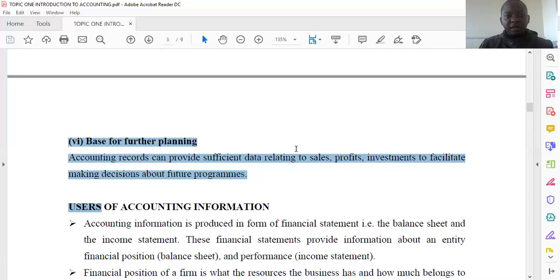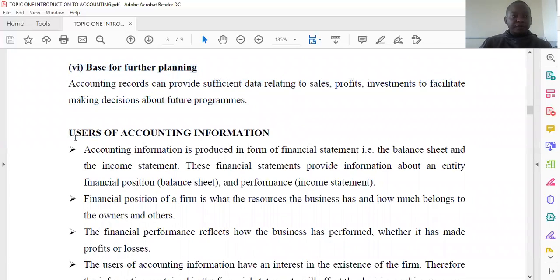So, students, those are some of the objectives of accounting. I've not exhausted all the objectives of accounting, so any relevant objective will apply. So we move forward to the users of accounting information.